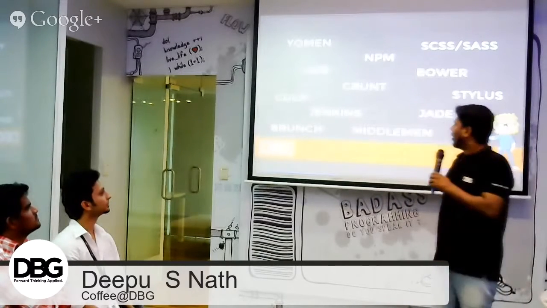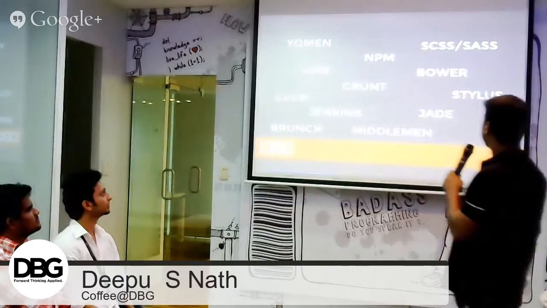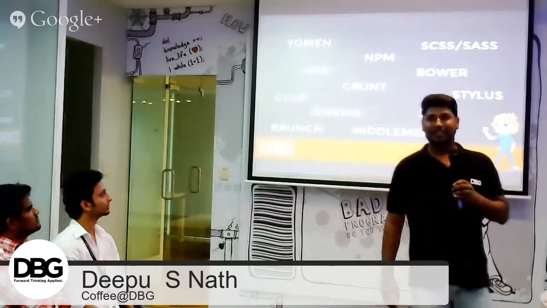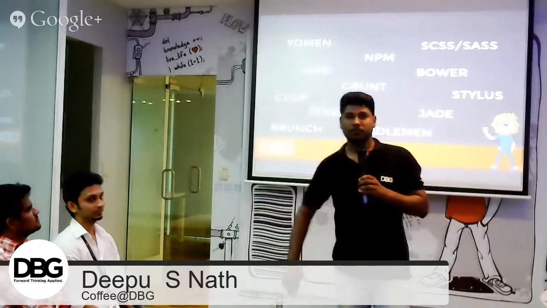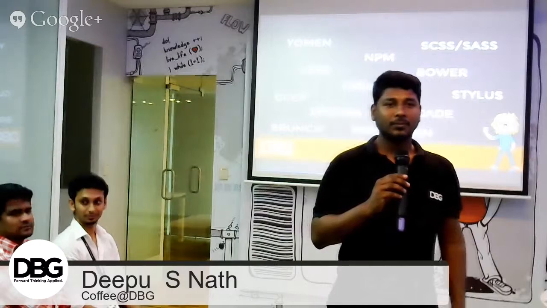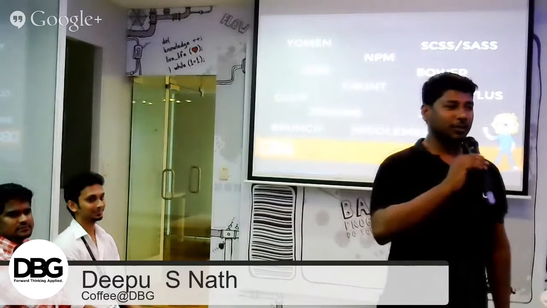So in his session, he talked about Yeoman, Less, NPM, Grunt, Bower, SASS, SCSS, Stylus, Jade, Middleman, Jenkins, Brunch, Gulp. So how many terms are familiar to you? Which are the terms that are familiar? Almost all the terms are familiar.